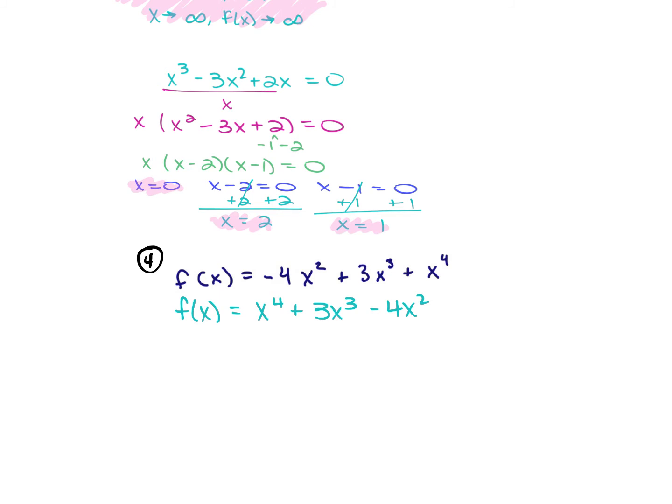The power on the first term is even. There's no negative in front of that x to the fourth power, so your parabola is going to open up. For your ending behavior, which way is your line pointing? It goes up on the left, and it goes up on the right. So this is the same thing as saying rising left and rising right.